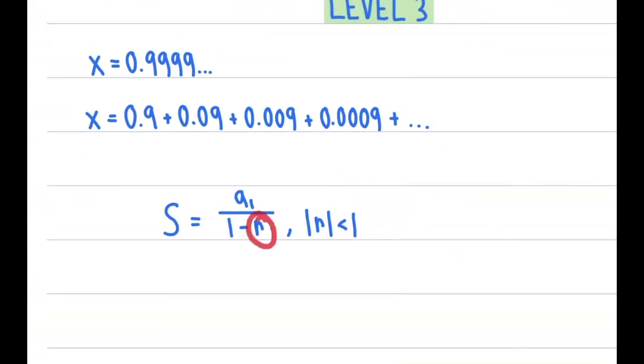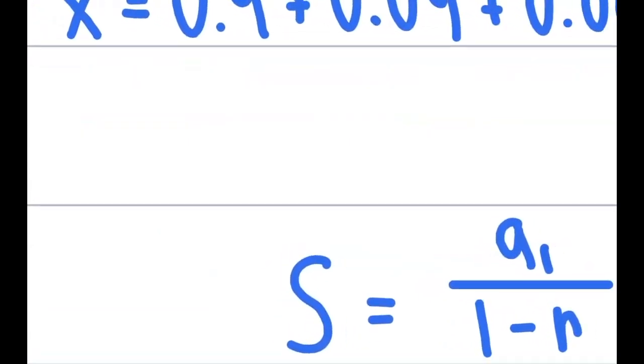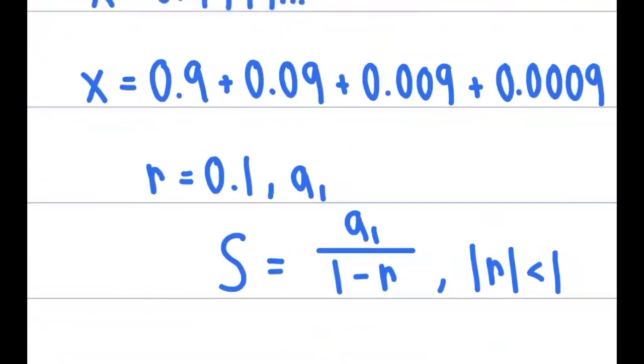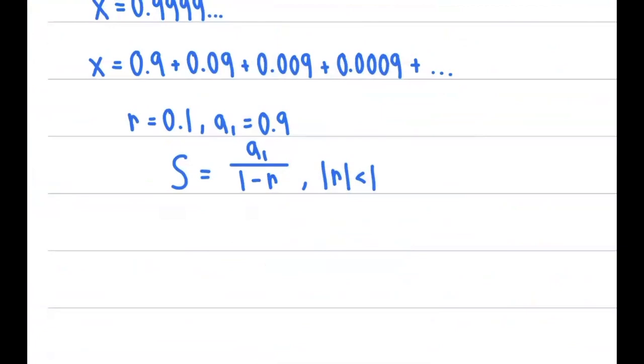But yeah, r is the common ratio. It's the number we're multiplying each term by. So like I said earlier, we're multiplying each term by 1/10. So r is just 0.1. And a1 is the first term. The first term is just 0.9. So we have a1 is 0.9, we have r is 0.1. So let's plug this into this formula here.